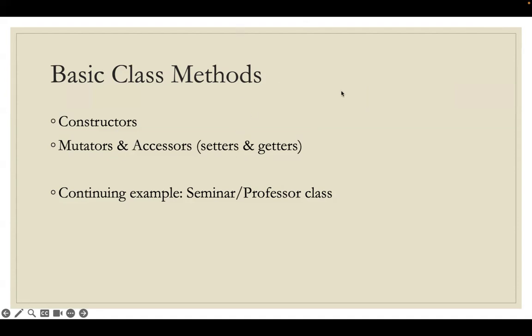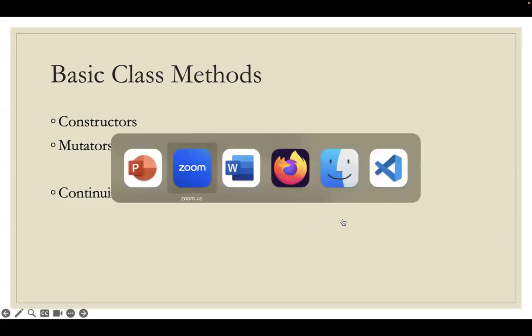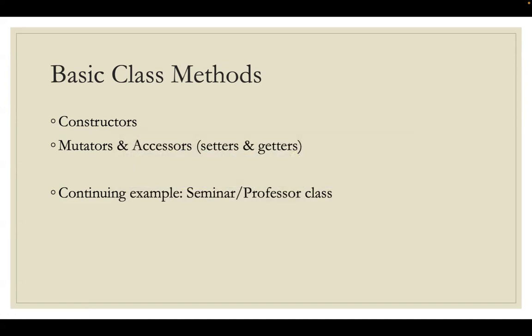All right, so last time we talked a little bit more about basic class things that we do in class. So in a Java class, we've got our fields, which are just the variables. We've got our methods, which are the things that do something. And we've got our constructors, so the things that create the object. So we looked last time at a seminar and professor class.